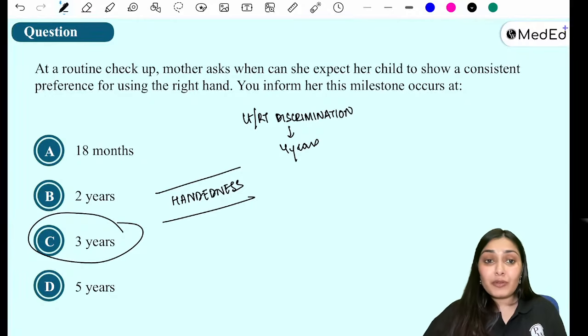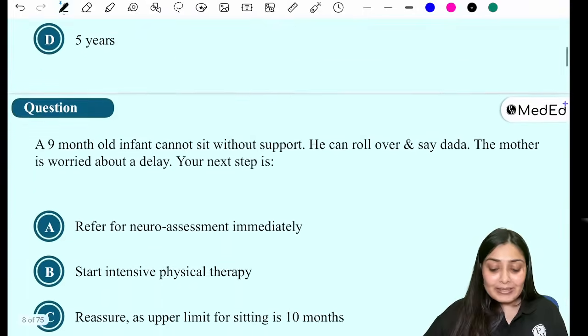So this is one of the favorite questions, handedness and left to right discrimination. They have asked it multiple times, so don't forget to mark this wrong at least.